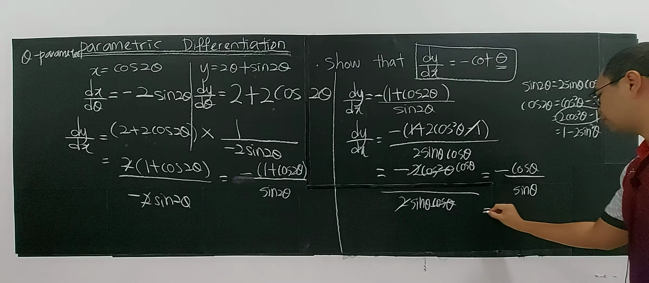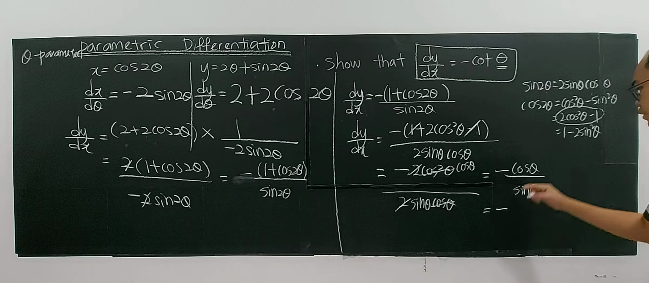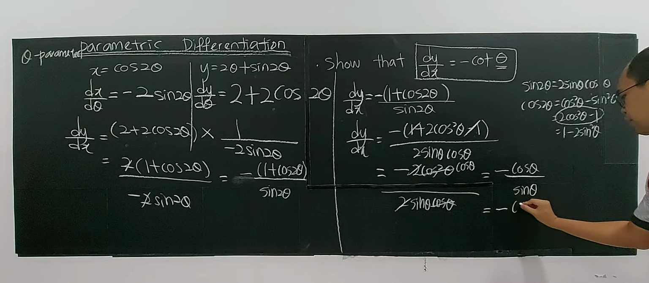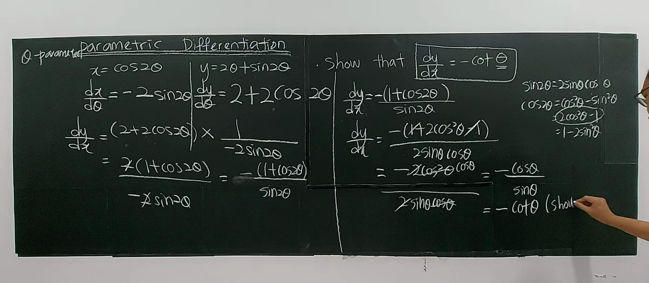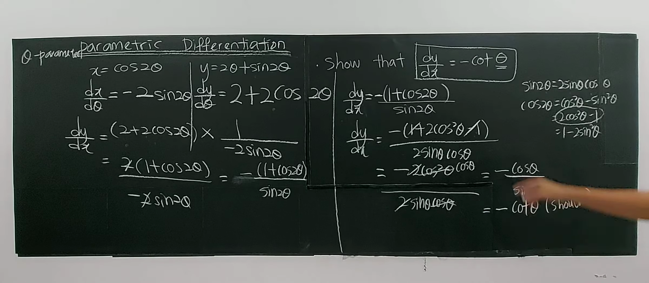Finally you have shown that this is negative cos over sine, which is negative cotangent theta. So you have shown that dy/dx is negative cotangent theta by using parametric differentiation. Okay, let's see part B, how to find the value of theta.